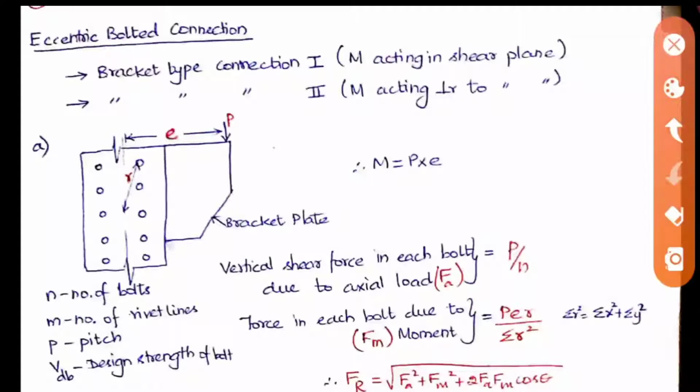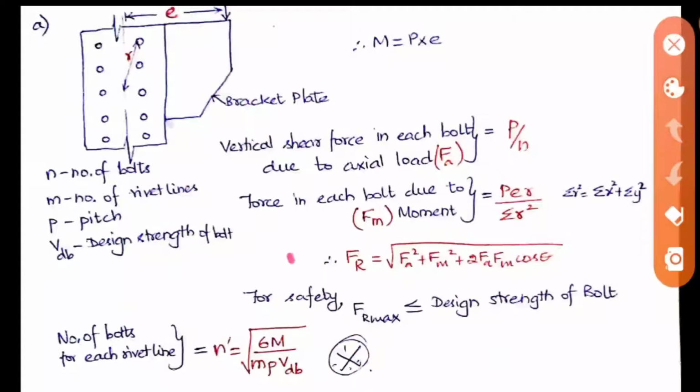Summation of r square is nothing but summation of x square plus y square, where this distance is x and this is y. You need not worry about x and y, as they will be given in the question, because we know the gauge, length and pitch. Gauge and pitch are the horizontal and vertical distances, and those values will be given in the question. So we can find sigma r square, and then the resultant force, which is the combination of both.